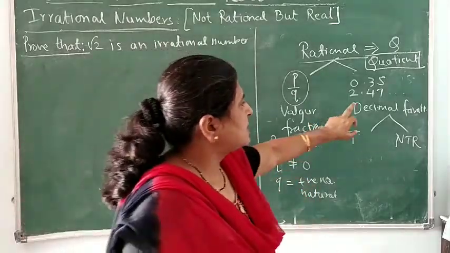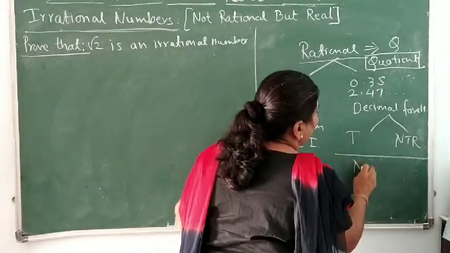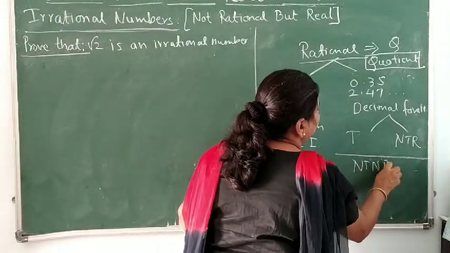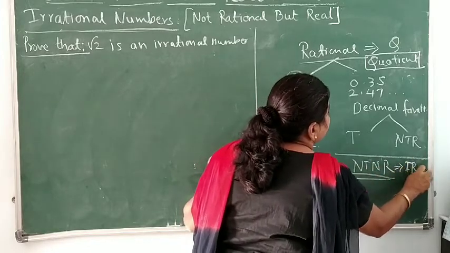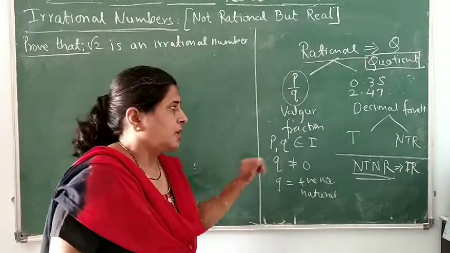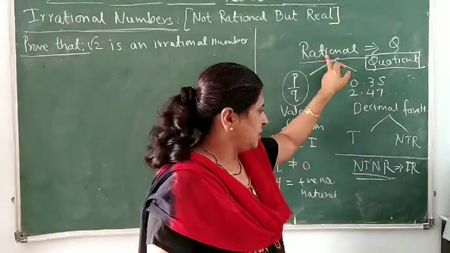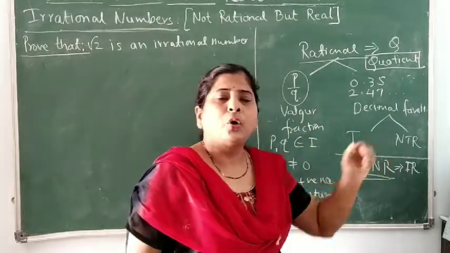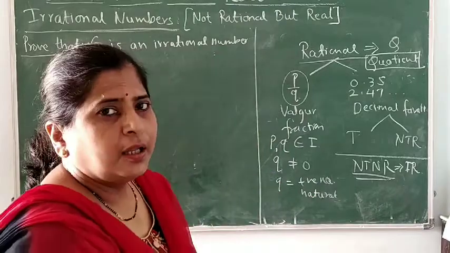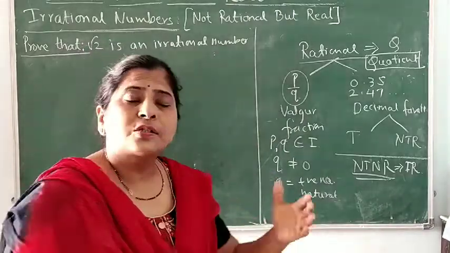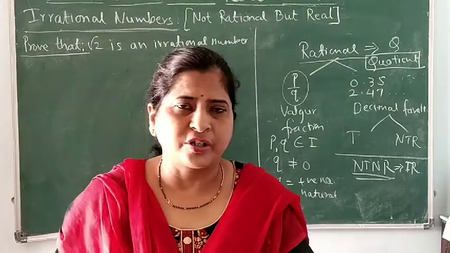When the decimal form is non-terminating, non-recurring, we call them irrational numbers. When it is non-terminating but recurring, they are rational. But when it is non-terminating, non-recurring, they are irrational. Now, what type of numbers do we find? We can say that the square roots of non-perfect squares are irrational numbers.